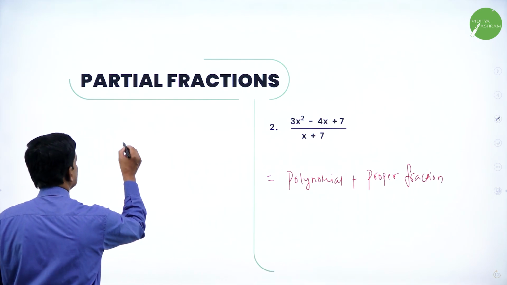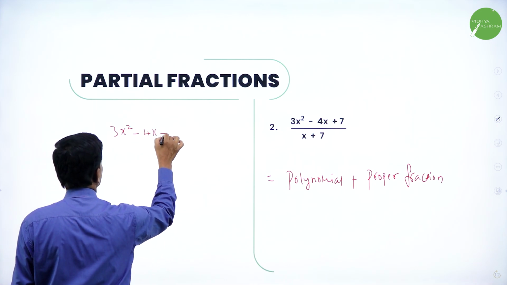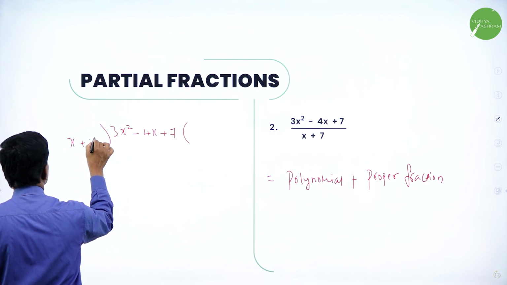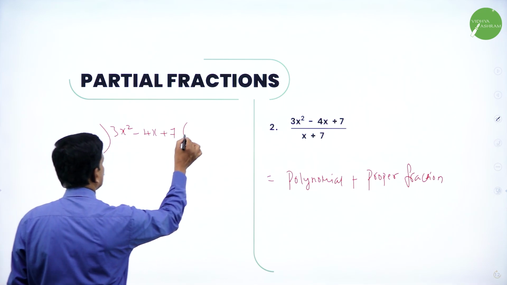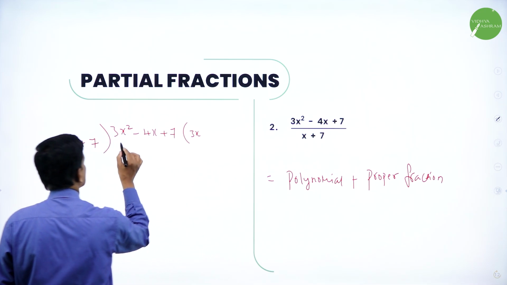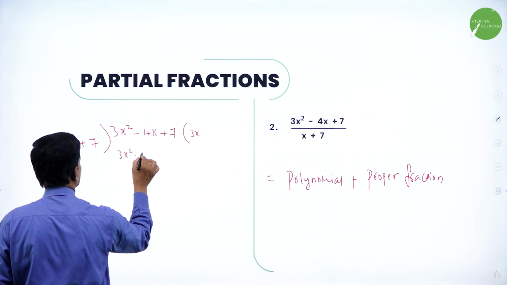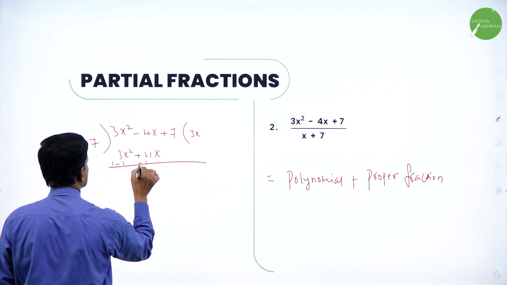Let us divide 3x square minus 4x plus 7 by x plus 7. Since we have 3x here, just multiply by 3x. So 3x into x is 3x square. Again, plus 7 3s are 21x. Subtract this. This becomes minus and minus.